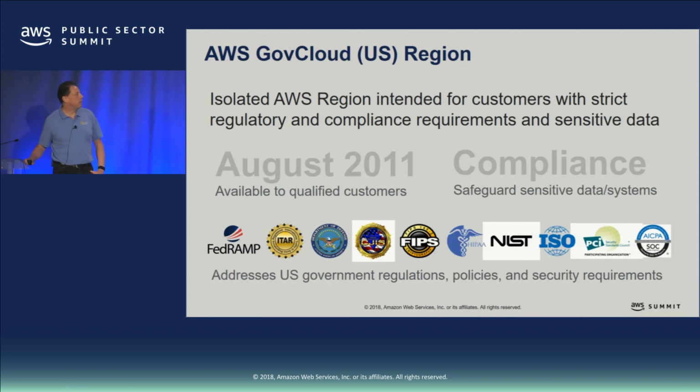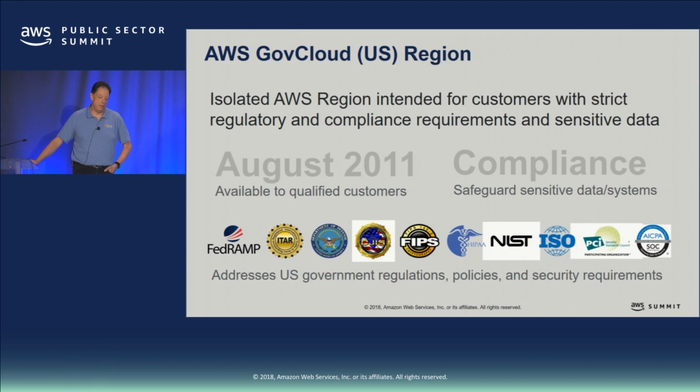Okay, so GovCloud. GovCloud is an AWS region, and I'll talk a little bit more about what that means in a minute, but it's an isolated region that was set up for governments or customers that have very strict regulatory and compliance requirements. That's what GovCloud was created for. It was launched in August 2011, and it was originally set up for customers that had ITAR requirements, International Traffic in Arms Regulation, which pretty much means export controlled data. So data's got to stay inside the U.S.